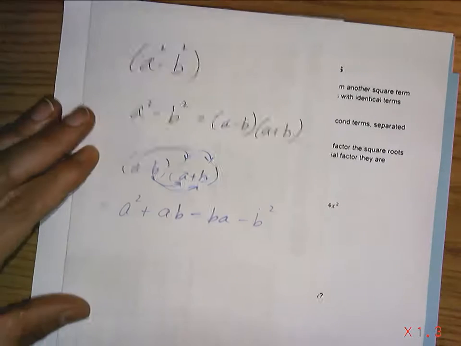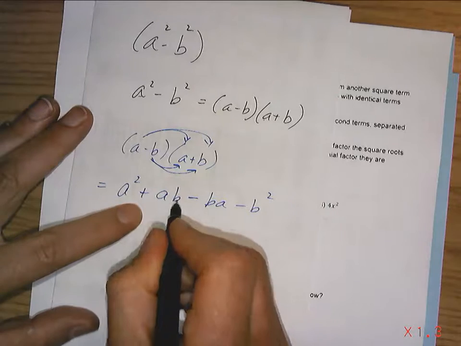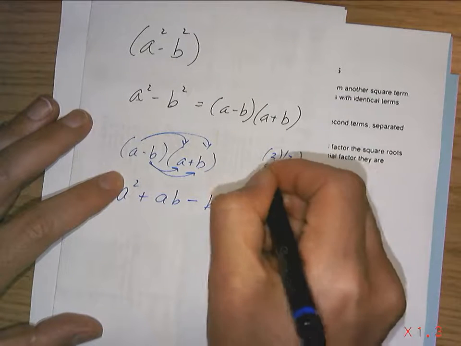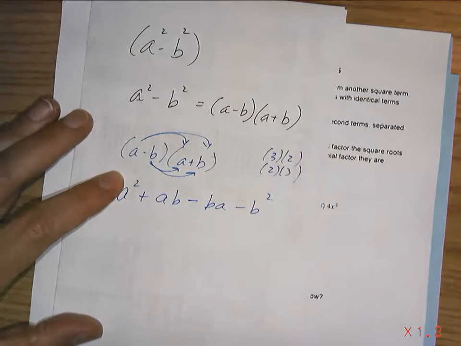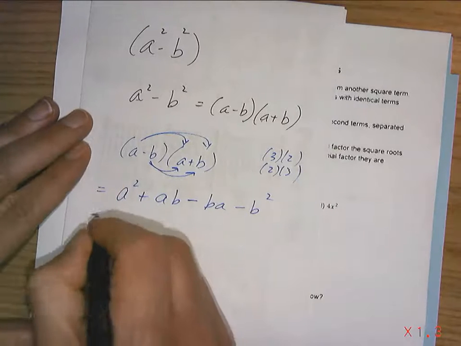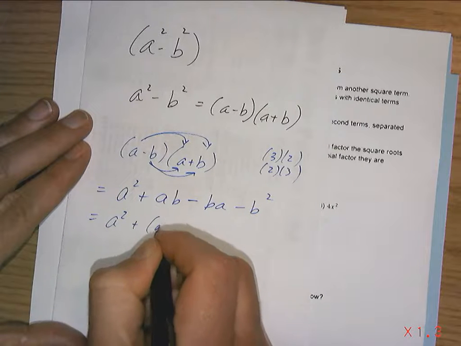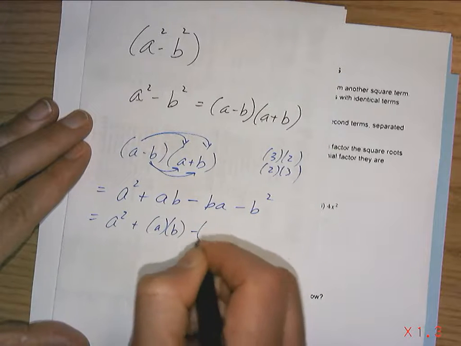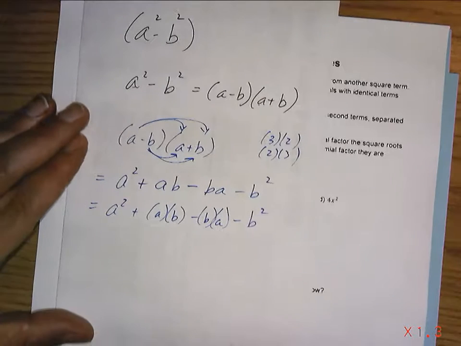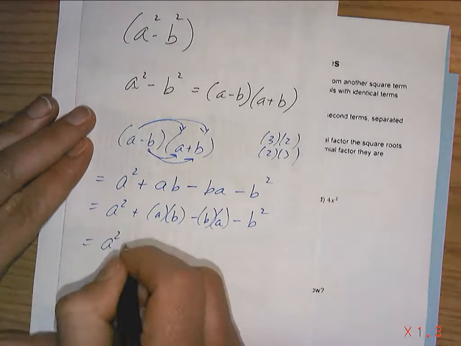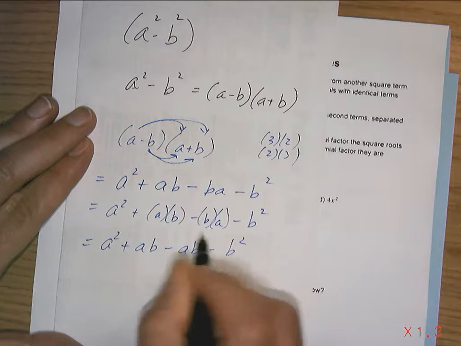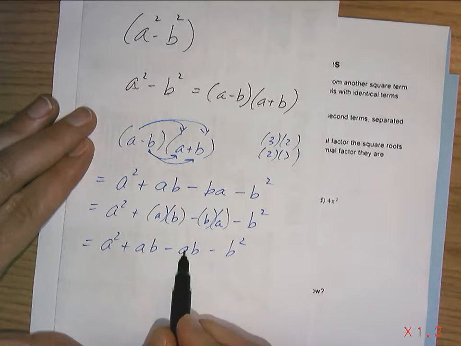Now, a couple of things we have to agree on here. A times b and b times a are the same thing. 3 times 2 is 6, and 2 times 3 is 6. It doesn't matter the order that we multiply. So this is simply a times b minus b times a minus b squared. So there is no difference in writing it. So instead of it being ba, I can make it ab.